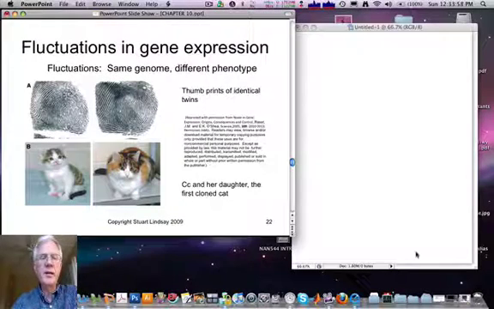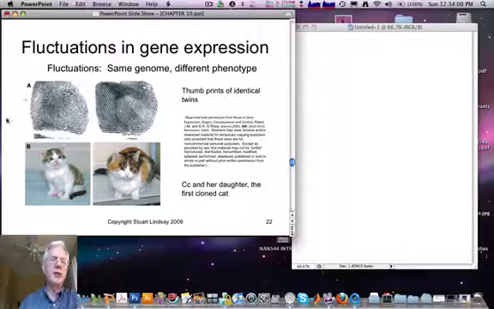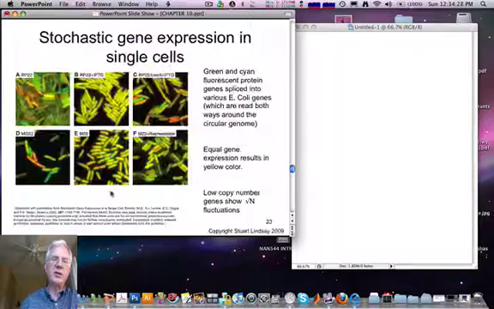We turn finally to some of the broader implications of nanoscale fluctuations in biology, particularly fluctuations in gene expression and gene splicing. This slide here shows the thumbprints of identical twins, and in case you've ever wondered, no, they are not identical. This is Cece, the first cloned cat, and her mother, from which she was cloned, and you see that they look quite different.